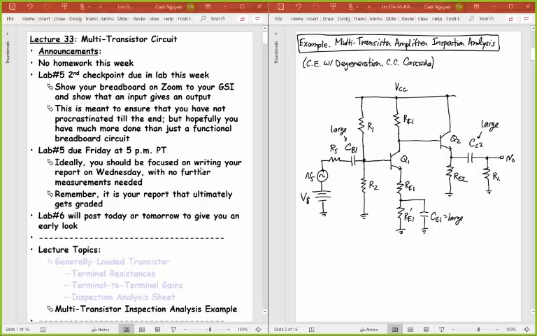So that's lab number 5, and we're just sort of marching on. Lab number 6 is going to post either today or tomorrow to give you an early look at it. That won't be due till the very last day of class, meaning the last day of RRR week. So that's a ways off, but we at least want to give you a look at it. This is going to be a multi-transistor circuit, similar to what we're talking about today and the next several lectures.